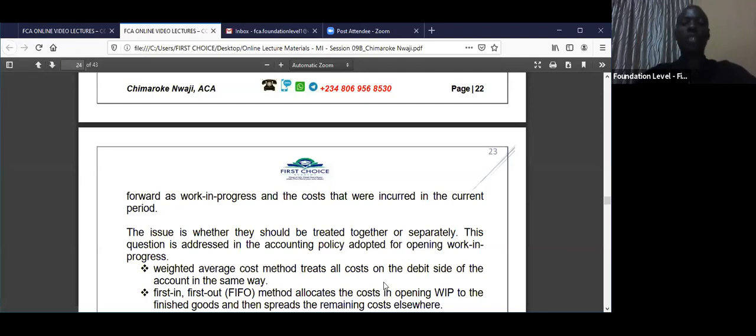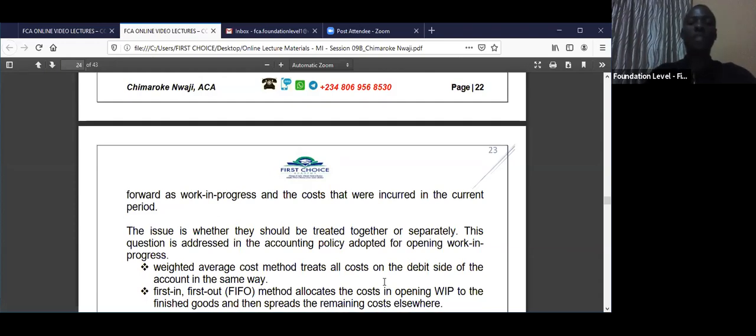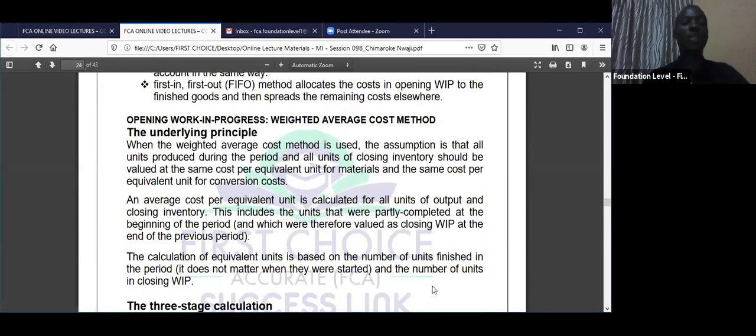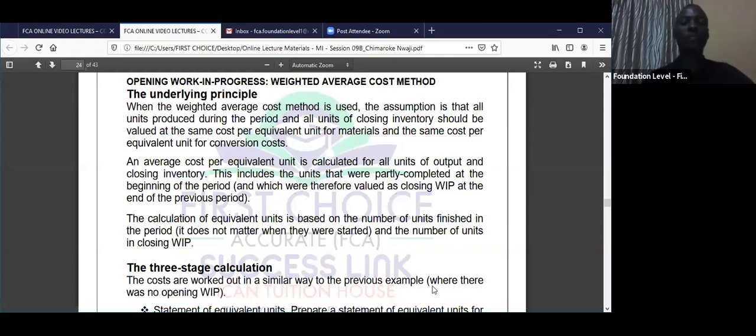Now there are 2 policies here. One of them is weighted cost method and another one is first in, first out method. In the weighted cost method, all costs on the debit side are treated in the same way. The first in, first out method allocates the costs in the opening work in progress to the finished goods and then spends the remaining costs elsewhere. We are going to look at these 2 methods. So the first one we are looking at now is the opening work in progress weighted average method.